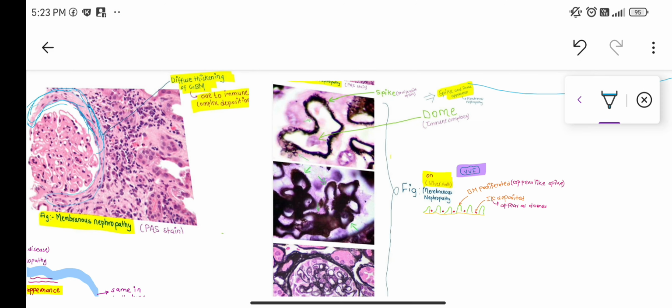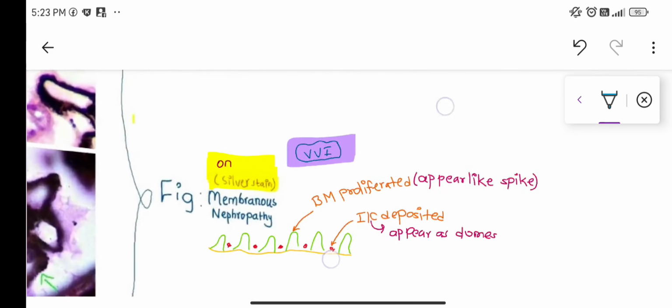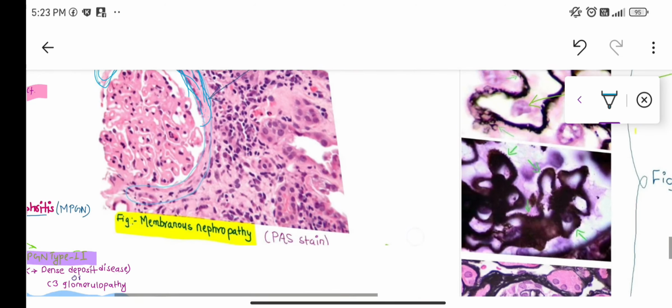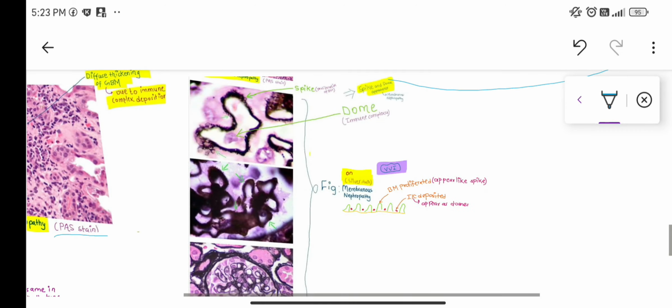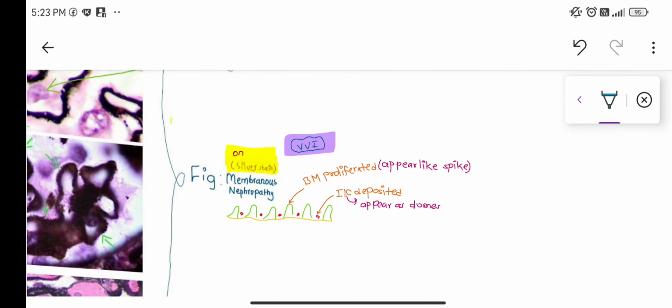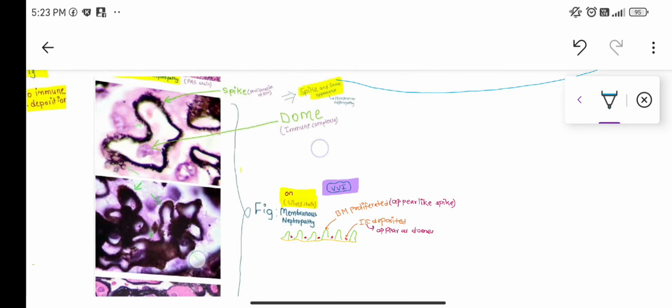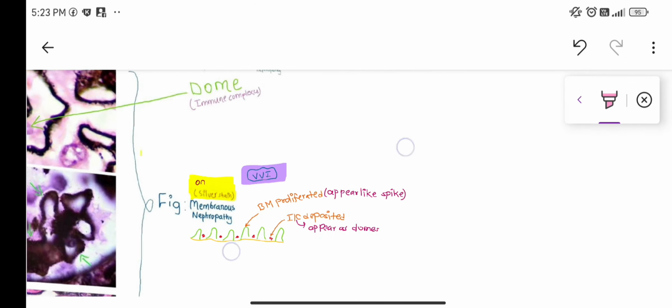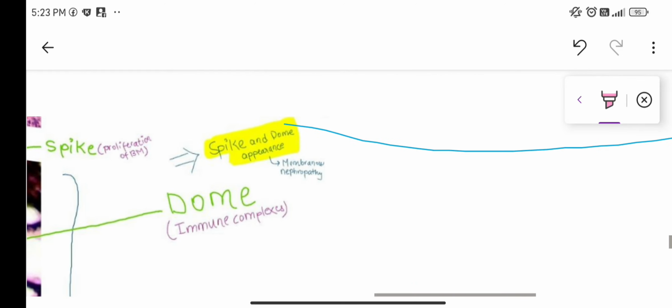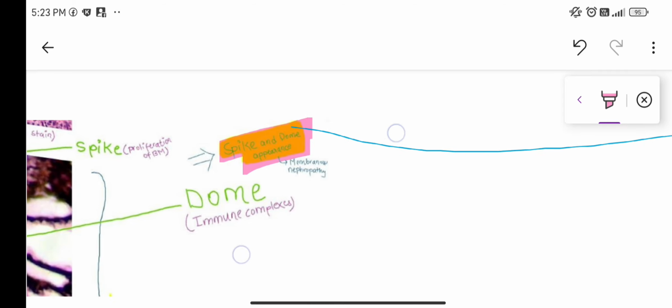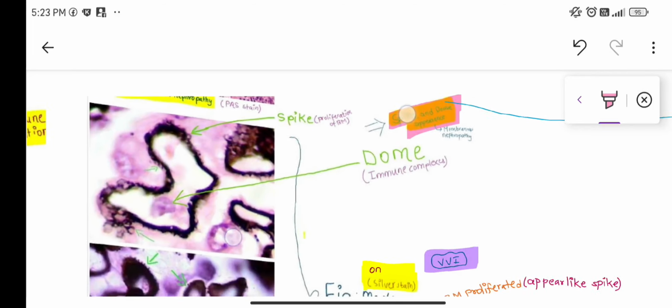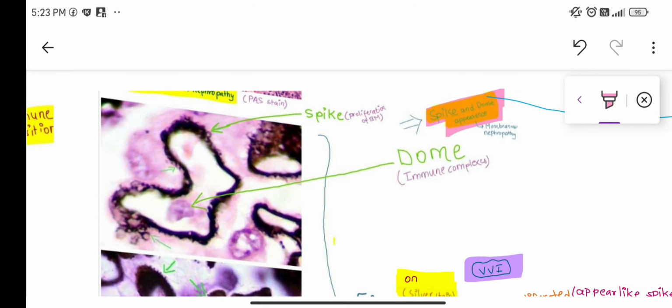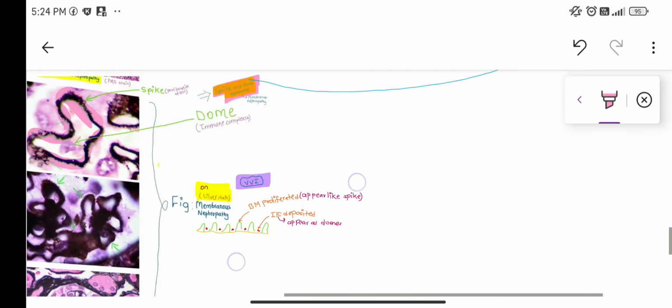If you do the silver staining, initially we have done the PAS stain. On the PAS stain it appears this way, but on the silver stain, membranous nephropathy will appear like this. It will resemble domes as well as spikes, so it is known as a spike and dome appearance. These are the proliferated basement membrane, and they will show the spike and dome appearance.